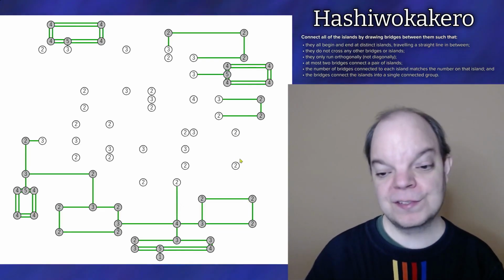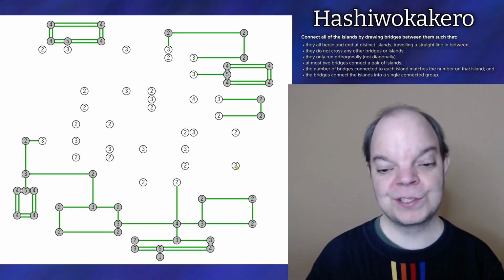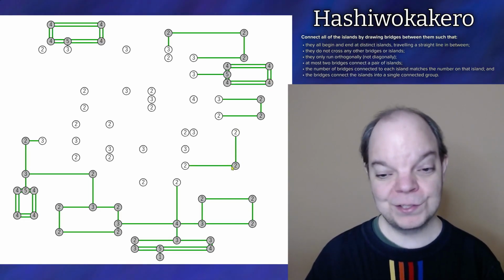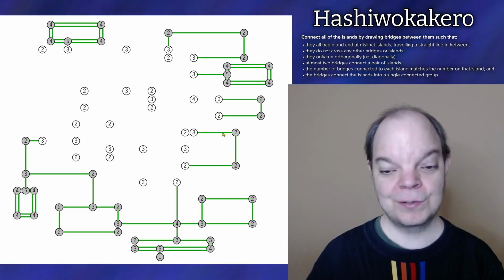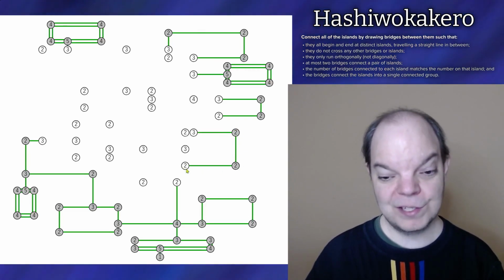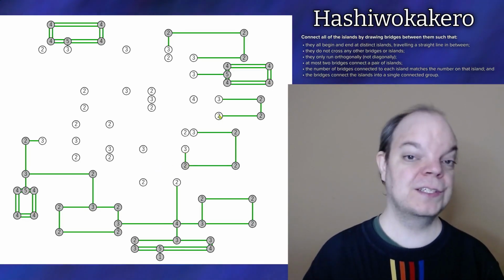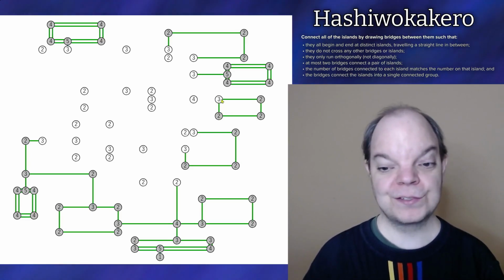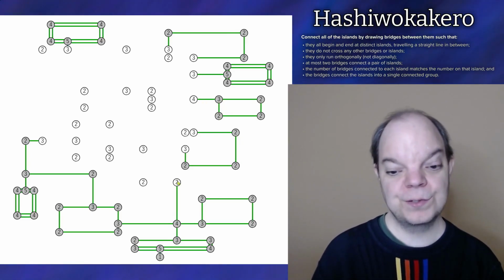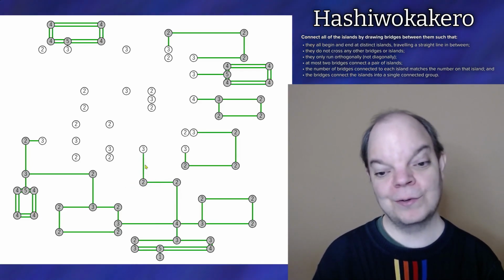Just as before, this 2 is also in a corner, it can't have 2 bridges up and left, so it must be 1 of each. That means this 2 can only go left now. This 2 doesn't have anything below or to the left, so it can only go up. And this 2 over here can only go up, and that forces the 3 to go left. This 2 can only go left, this 2 can only go up.